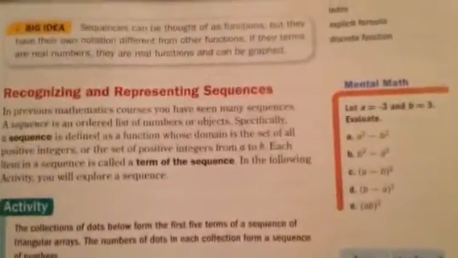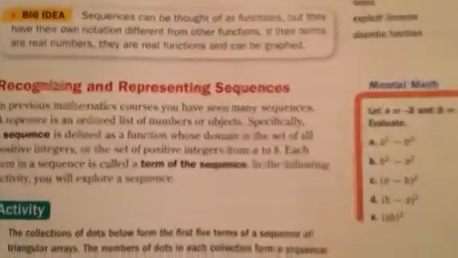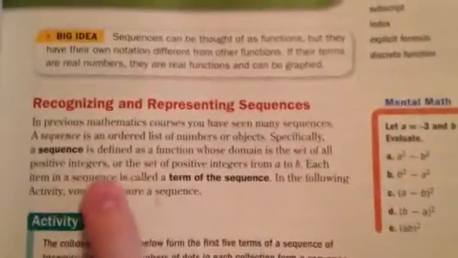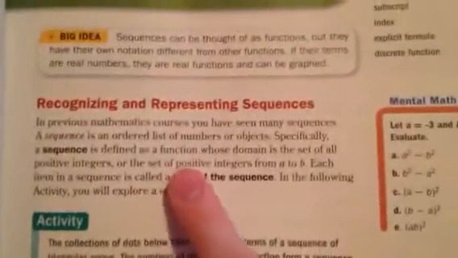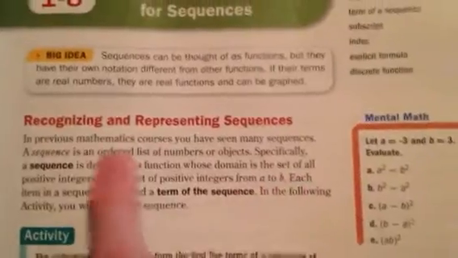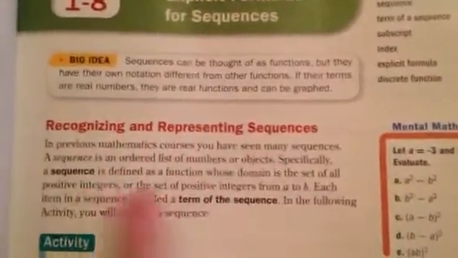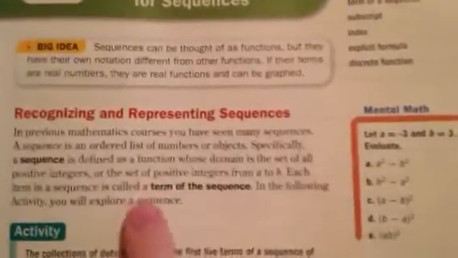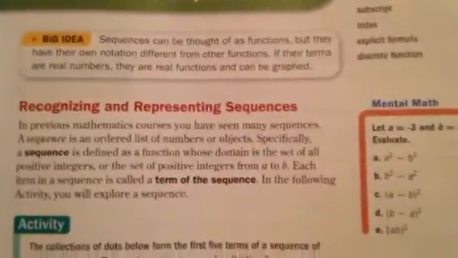than functions. So, a sequence is just an ordered list of numbers or objects. The book defines it as a function whose domain is the set of all positive integers, or the set of positive integers from A to B, which is basically just this. So each item in a sequence is a term of the sequence.